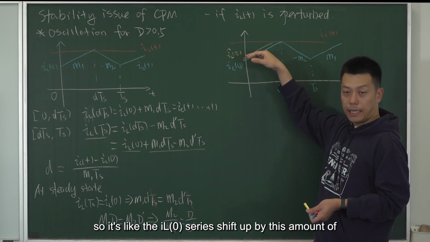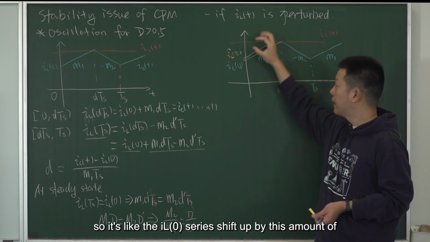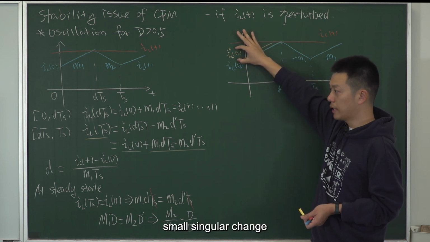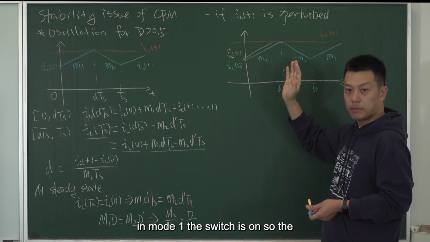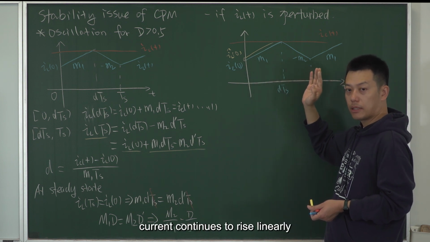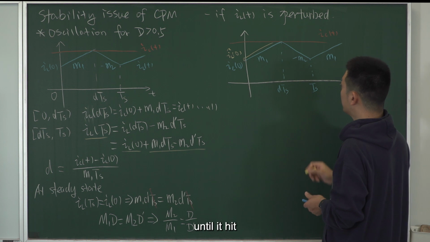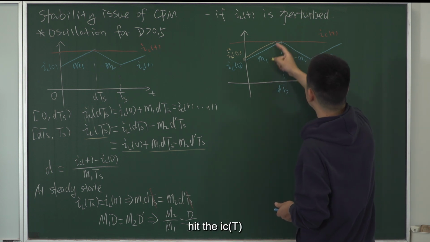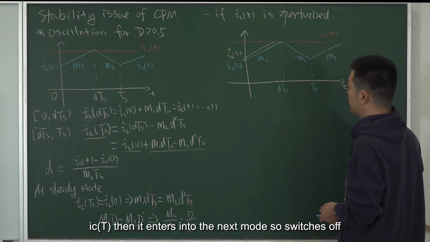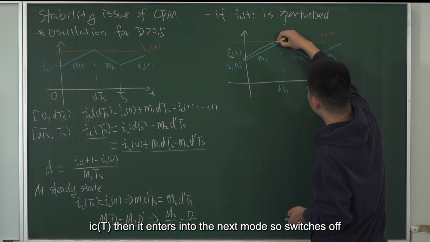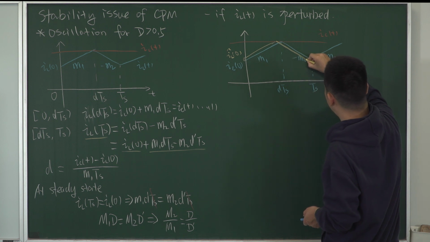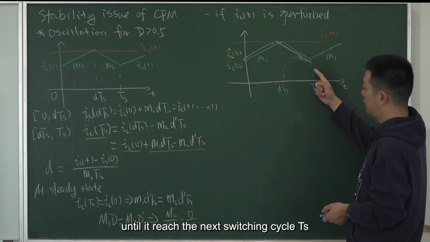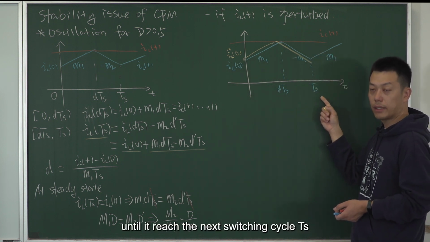So the IL 0 is shifted up by this amount of small signal change. Then in mode 1, the switch is on, so the current continues to rise linearly until it hits the ICT, right? Then it enters the next mode, so the switch is off, until it reaches the next switching cycle, TS.